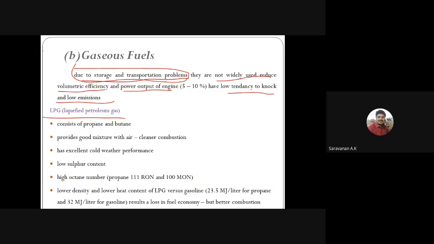Here we can see only liquid petroleum gas, LPG. It consists of propane and butane. It provides a good mixture with air and cleaner combustion, and it has excellent cold weather performance. For example, if you burn an LPG cylinder with a stove, we can easily burn that gas. It has a low sulfur content, so the emissions will be very low, and the octane number is high. For propane, it will be 111 research octane number, and 100 MON.